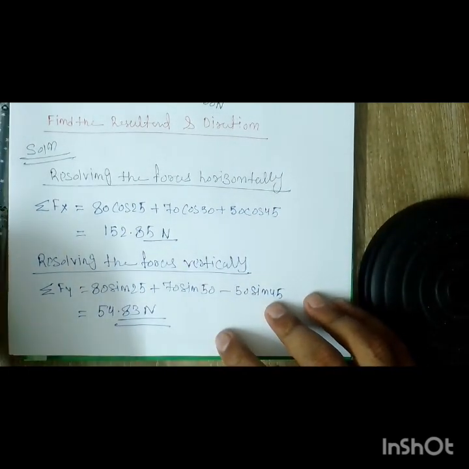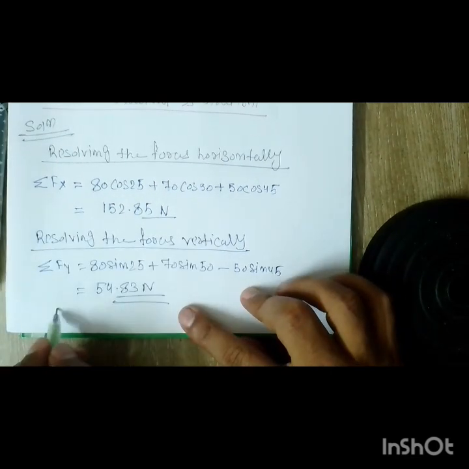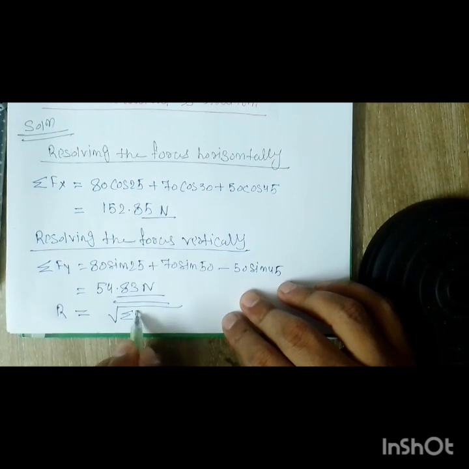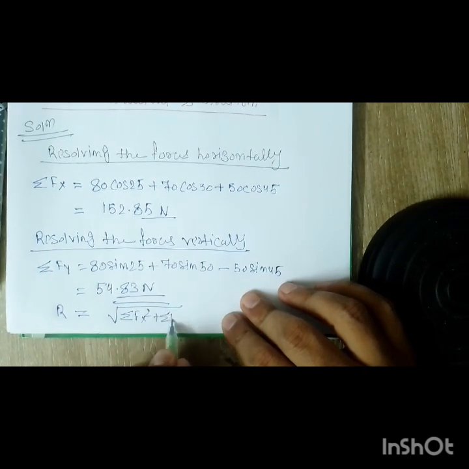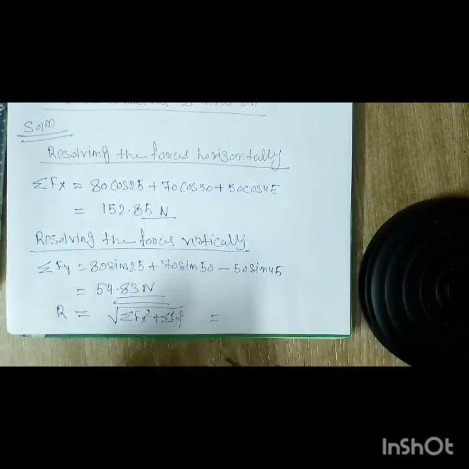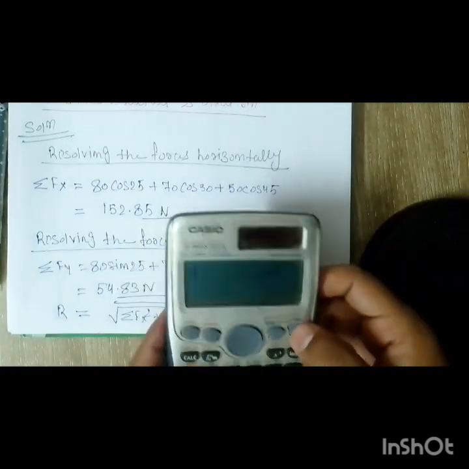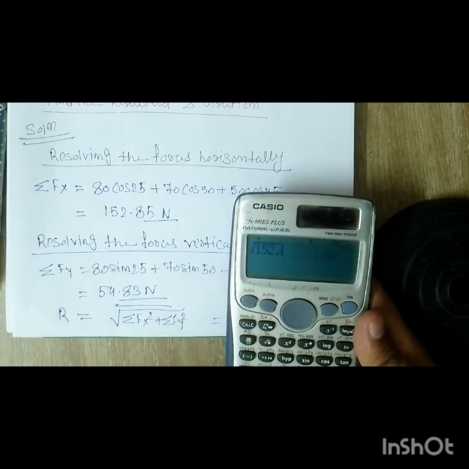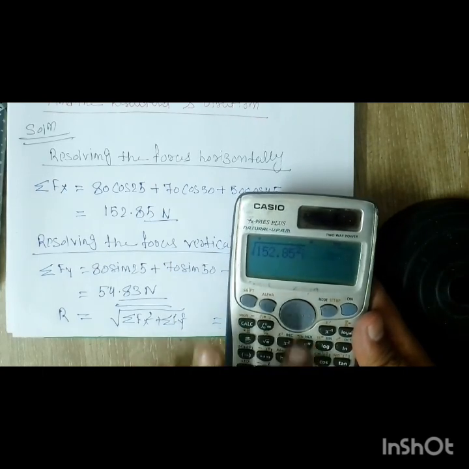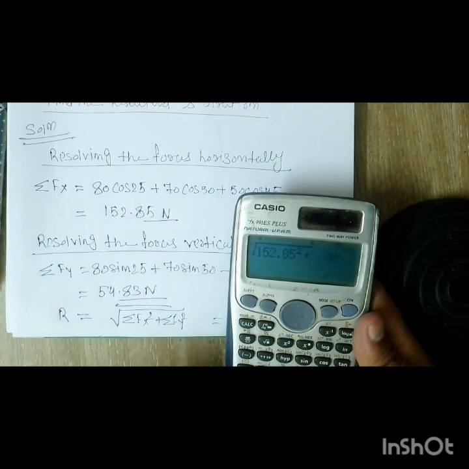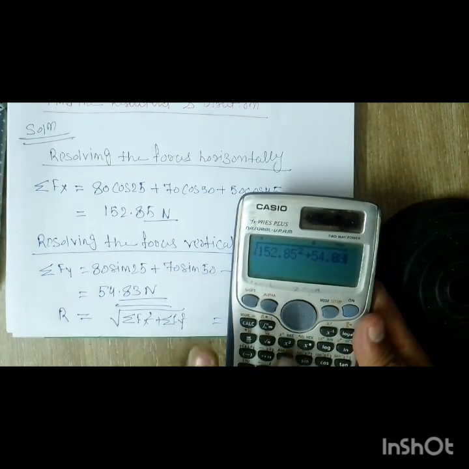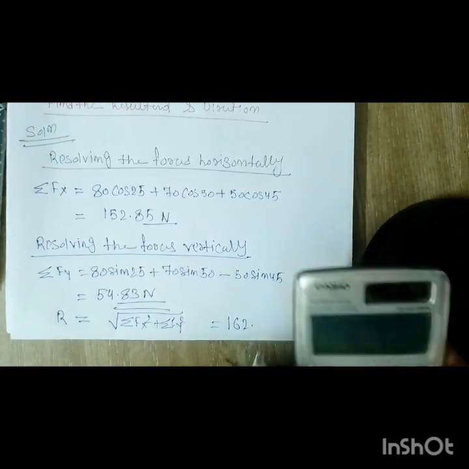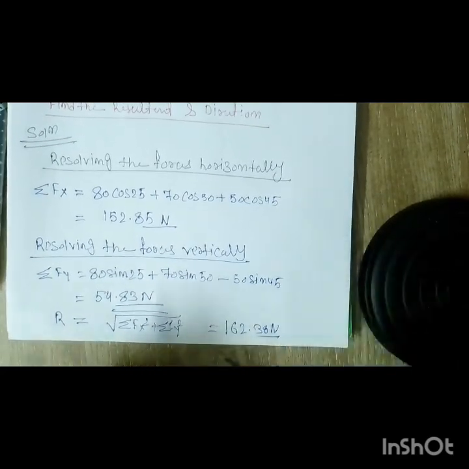Now you know the resultant formula: R is equal to root over summation of Fx square plus summation of Fy square. So directly I'll put in the values and show the answer: root over 152.85 whole square plus 54.83 whole square. Your answer is 162.38 Newton.